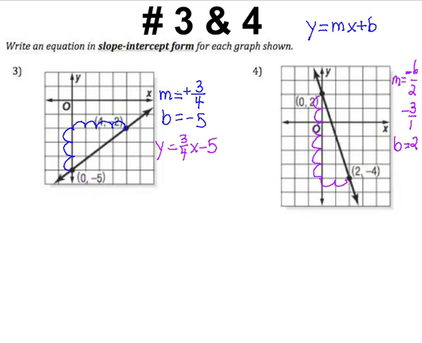So when I write this equation, I'm going to write it below so we can see the whole thing. So it's y equals, and I can either put negative 3 over 1 or negative 3 x, and then it's plus 2 because 2 was positive in this case. So there's number 3 and 4.